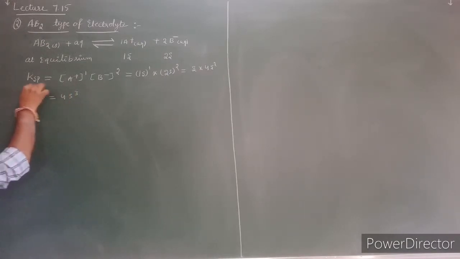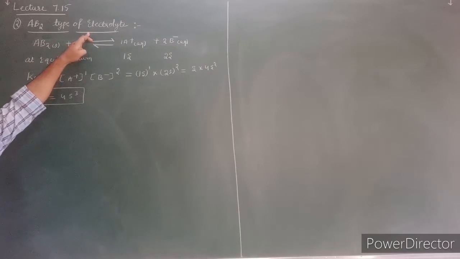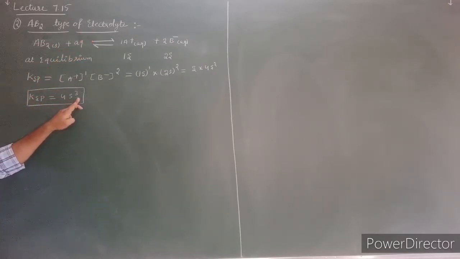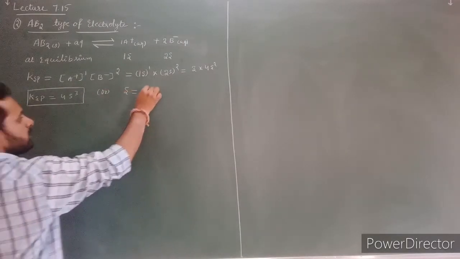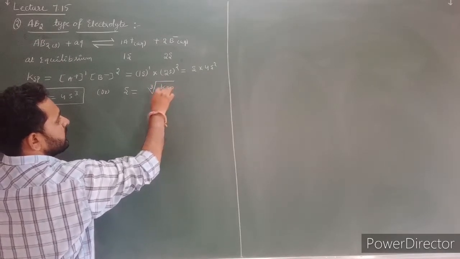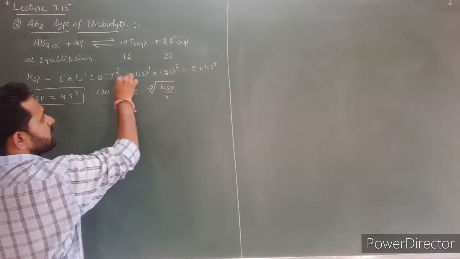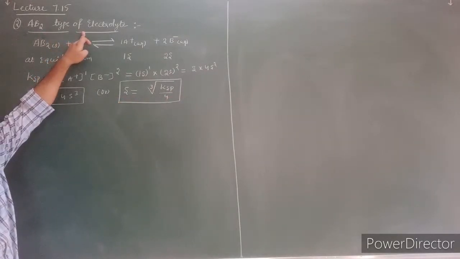This is the relation between solubility product and solubility for AB2 type of electrolyte. If you want to calculate solubility, then just rearrange this equation. Solubility is equal to cubic root of Ksp divided by 4. This is the relation to calculate solubility for AB2 type of electrolyte.